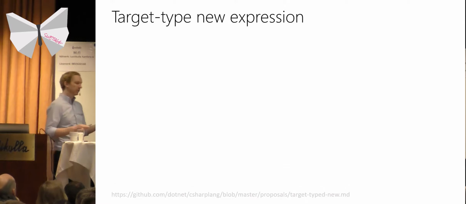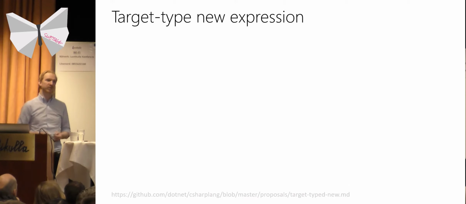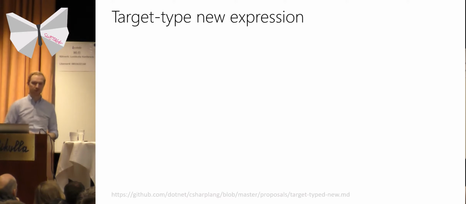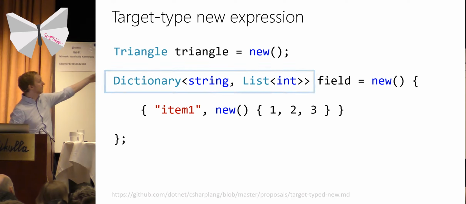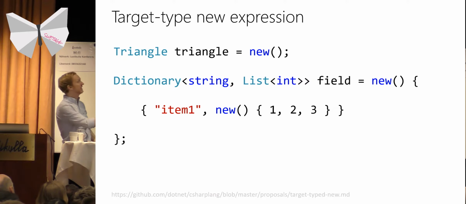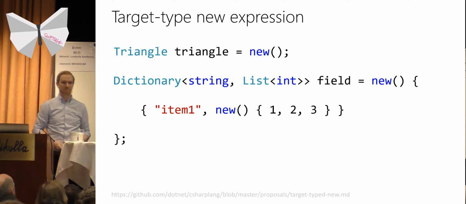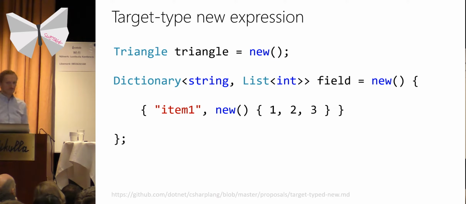So there's one thing called target type new expressions. This here, I believe, requires a runtime change, so this will be dependent on .NET Core 3 or the newer .NET Framework. So in this case here, in the first case here, we don't have to say triangle is equal to new triangle. We can simply say new here, and it'll just figure out what's on the left here. Super handy. It's all about cutting the characters. I believe Scott Hanselman said something really smart once.